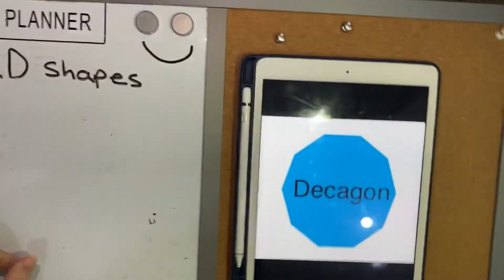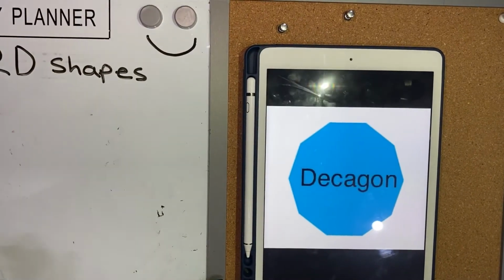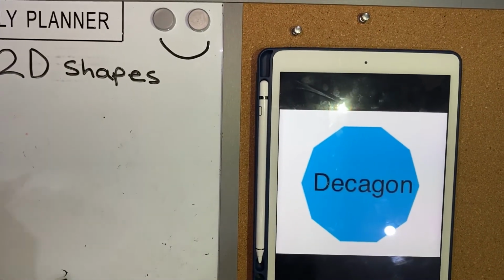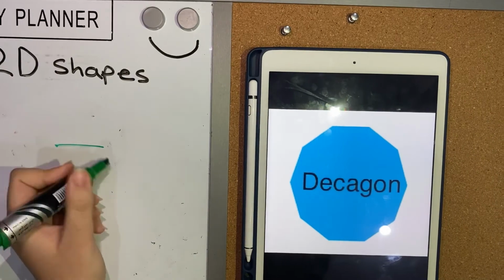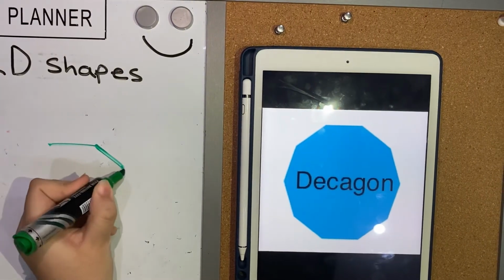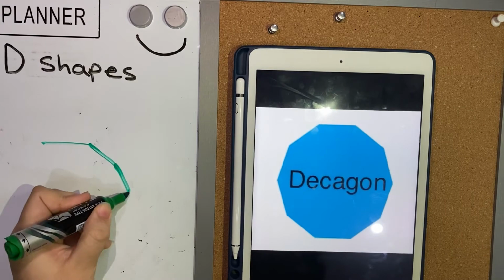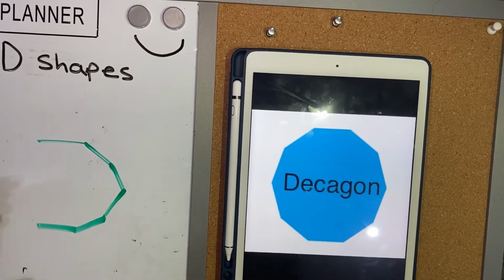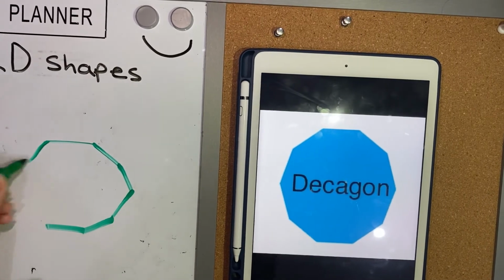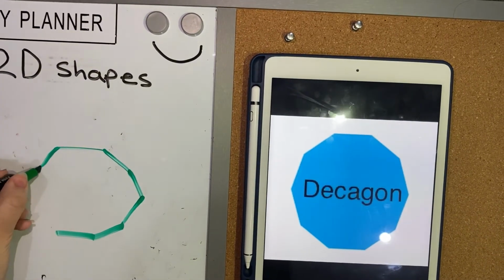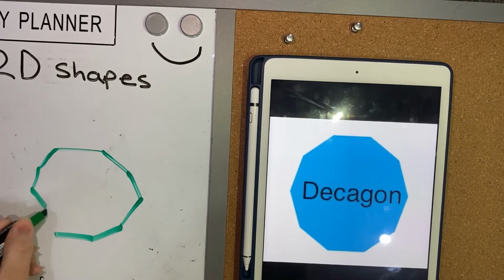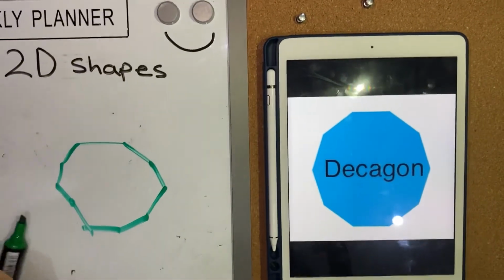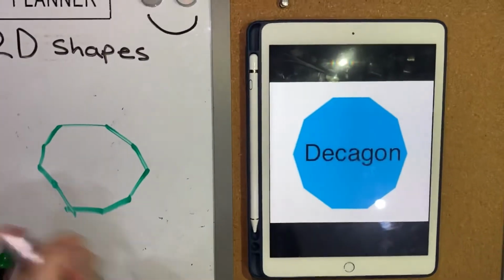Decagon. I hope I will know how to draw it. So decagon. 1, 2, 3, 4, 5. Doesn't seem good. Okay, this is a point. So this is the decagon.